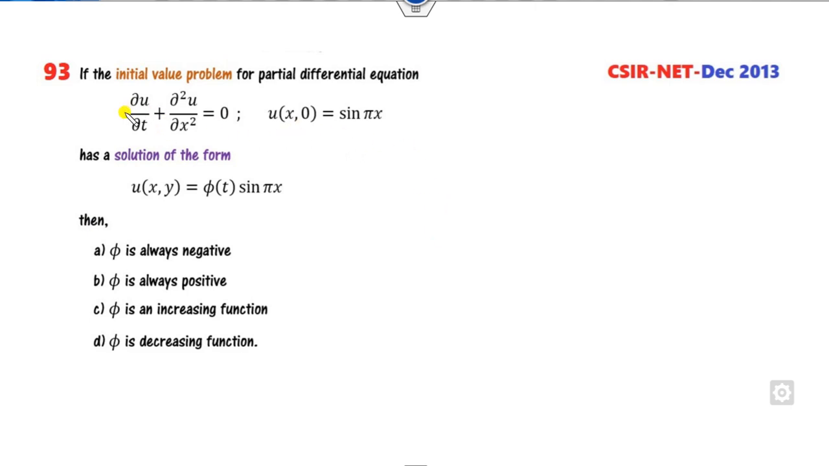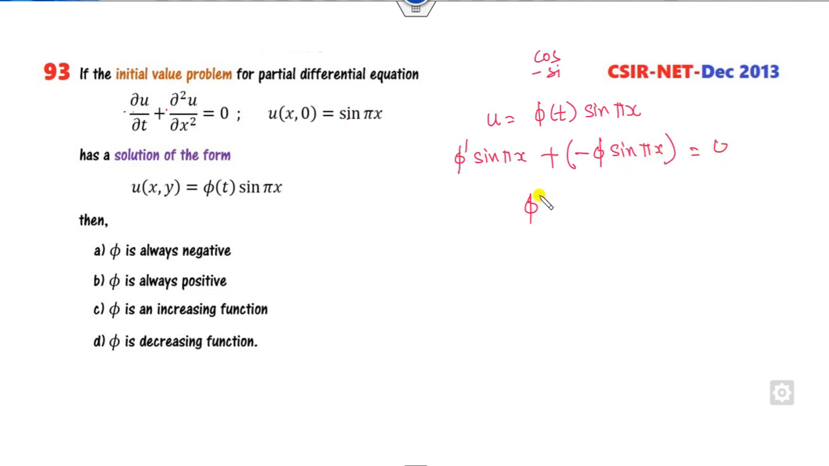Okay, again, these are constants. So you can write U as phi of t and sine of pi x. Fine, you can substitute here phi dash sine of pi x. The second derivative of this: the first one was cos, the second is minus sine, so it is minus phi sine of pi x. So sine will be cancelled out, phi dash minus phi will be 0. So m minus 1 is 0, so m is equal to 1. So phi is constant c times e raised to power 1 of t.